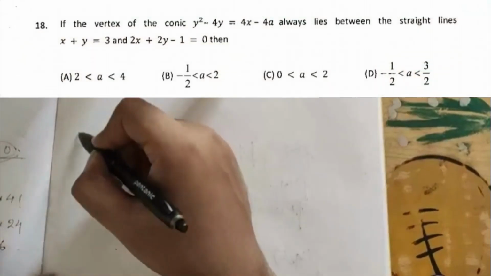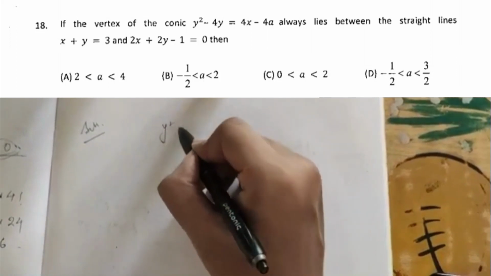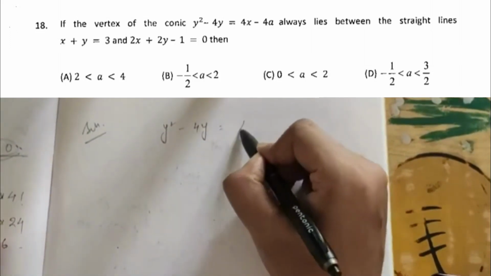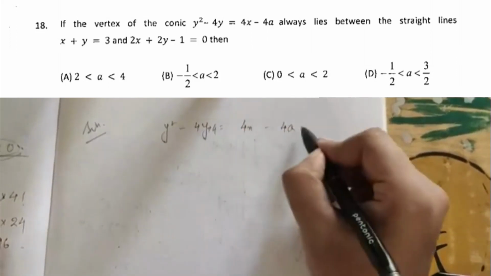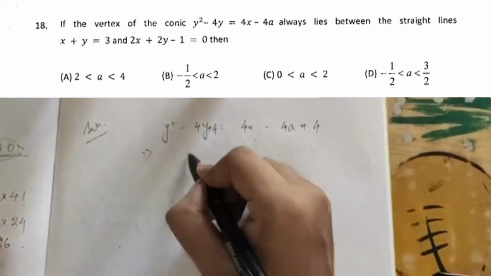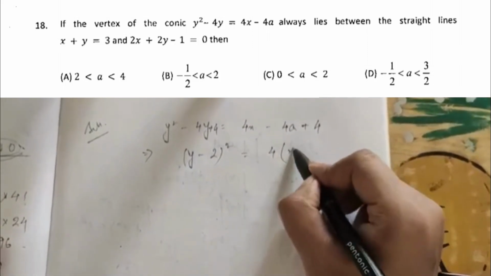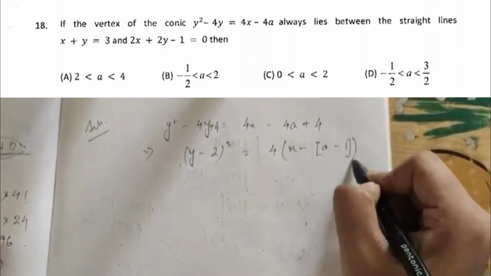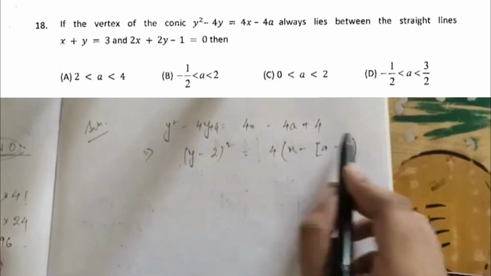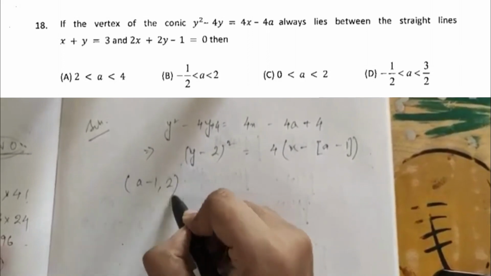Okay, in your next question, question number 18, it's said that in the conic y square minus 4y equal to 4x minus 4a, I am adding plus 4 to both sides of this equation, and I am getting y minus 2 whole square equal to 4 into x minus bracket open a minus 1. So this is my parabola with vertex at a minus 1 comma 2.